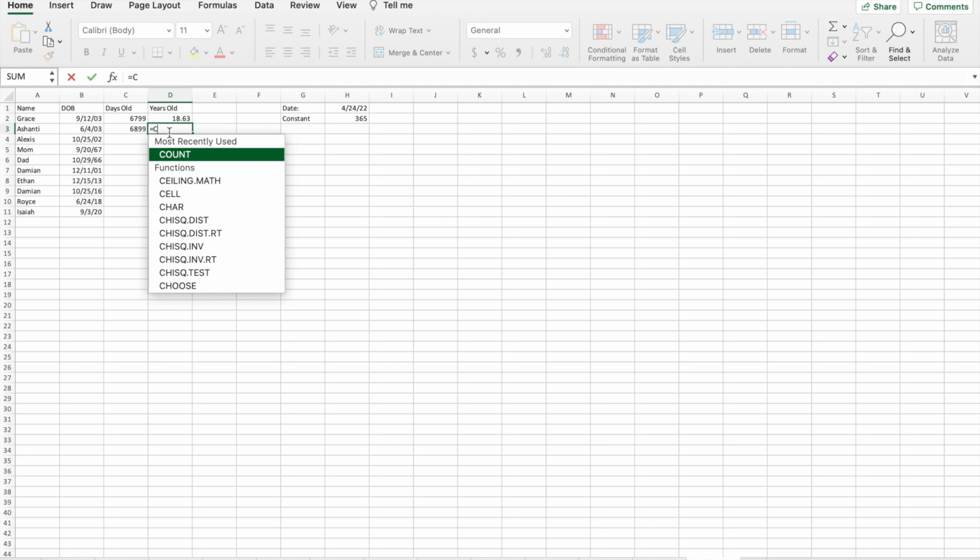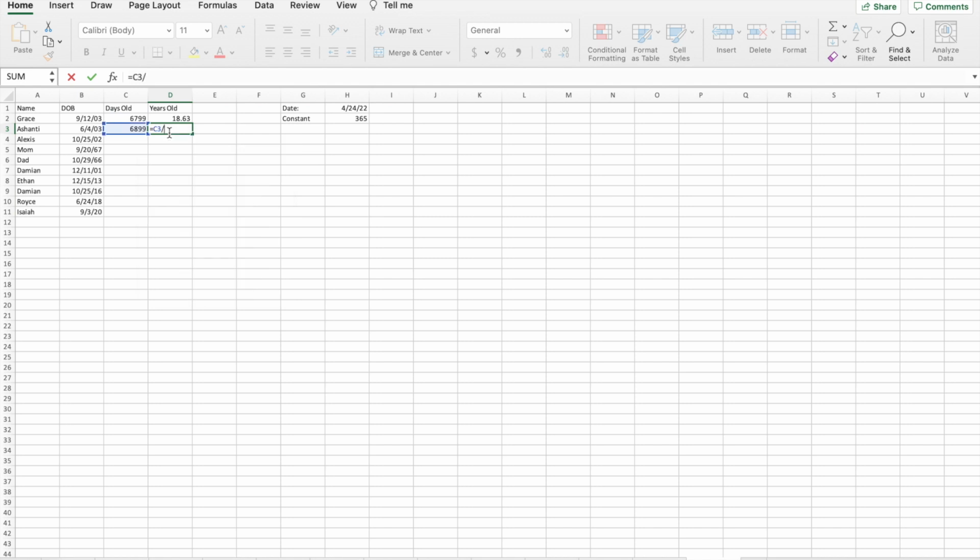Then you grab equals C3 divided by $H$2 for the constant, and that's how old they are. And then, once you get that, you set it to 2 decimal places, and then you can just drag it all across for however many people you want to find out the age of. And yeah, that's how you can figure out people's age using functions.